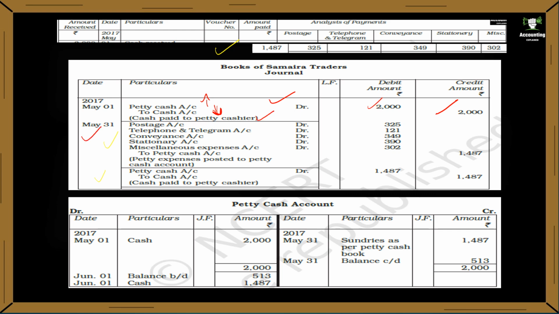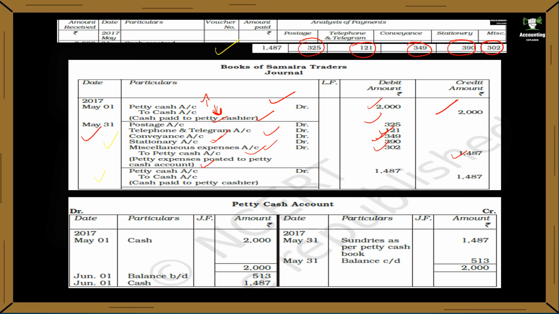On 31st May, the expenses which we incurred are 325 on postage, 121 on telephone and telegram, conveyance 349, stationery 390 and miscellaneous 302. Debit all these expenses. Postage account debit 325, telephone and telegram 121, conveyance account debit 349, stationery account debit 390, miscellaneous expenses account debit 302, to petty cash account 1487. Petty expenses posted to petty cash account. So we have transferred all those accounts to petty cash account.